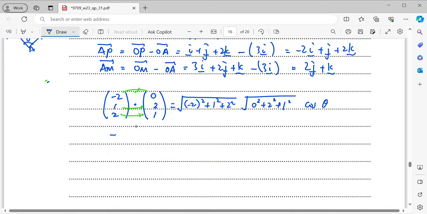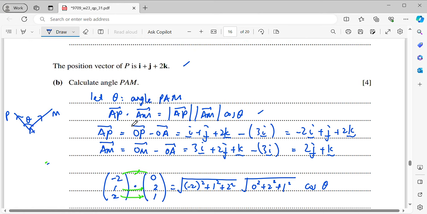So I will get minus 2 times 0 plus 1 times 2 plus 2 times 1. Then for the first square root, it will be square root 9. Second square root is square root 5. Then cos theta. Okay, so for the left hand side, you will get 4. That equals square root 9 times square root 5 cos theta.